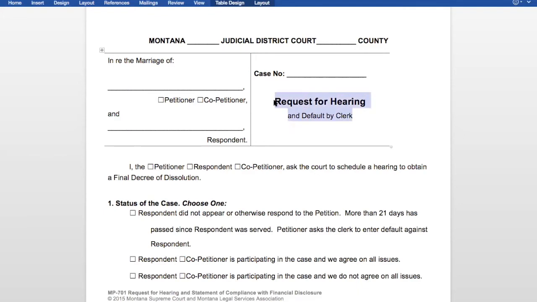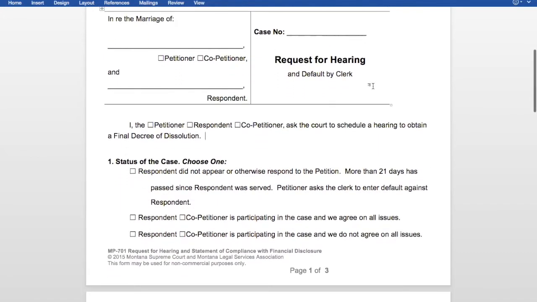To the right, you'll see the title of the document. Above that is where your case or cause number should be written in. Please leave this line blank unless the court has already assigned a case or cause number to you. If you are the respondent, you can locate your case or cause number on the documents you were served with. The first line of the form asks you to identify yourself as the petitioner, respondent, or co-petitioner. Check the box that most accurately describes which party you are.